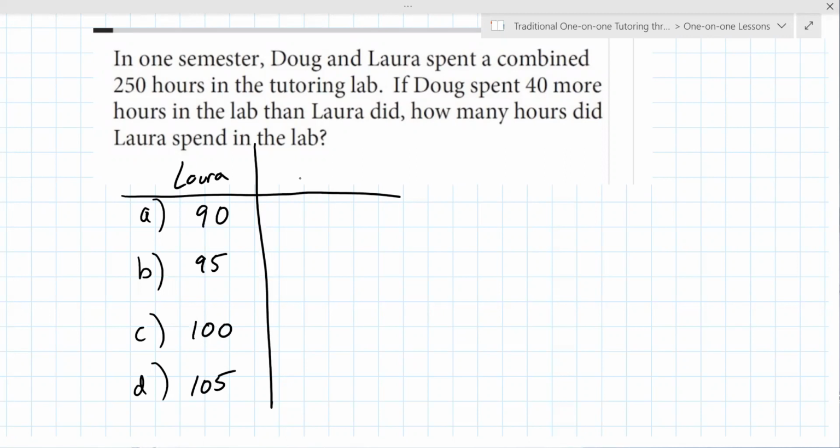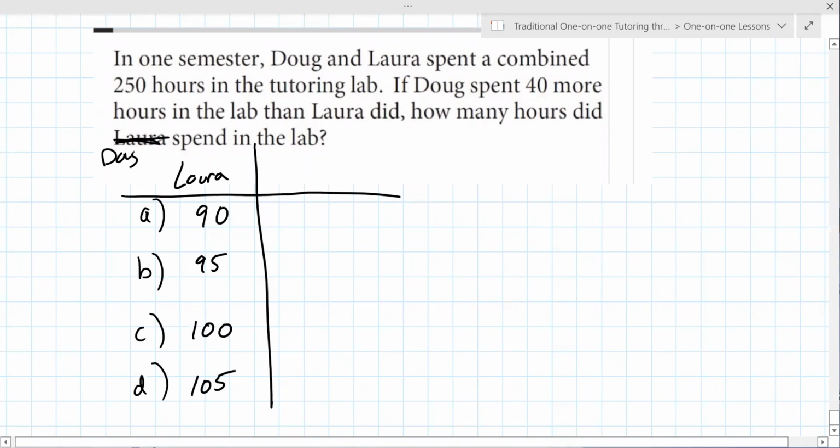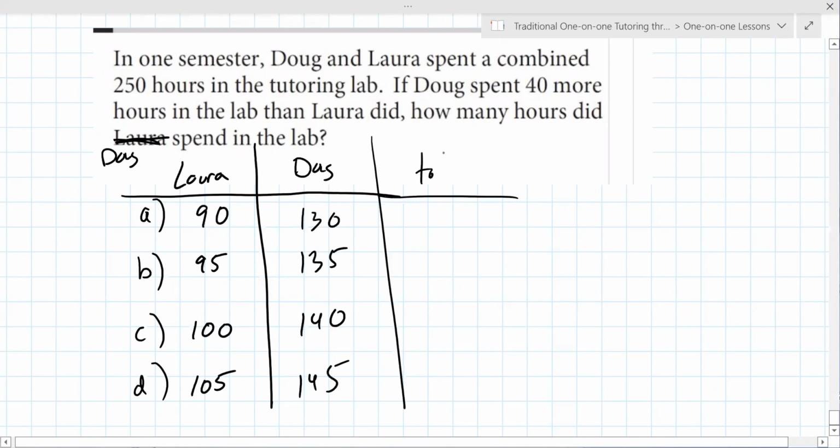She spent 105. Oh, sorry, this is written wrong. This should be Doug. But yeah, so the Doug is 40 more, right? So I think you were maybe going this direction. And then one of these adds up to 250. 200, 250, and that's the last one.